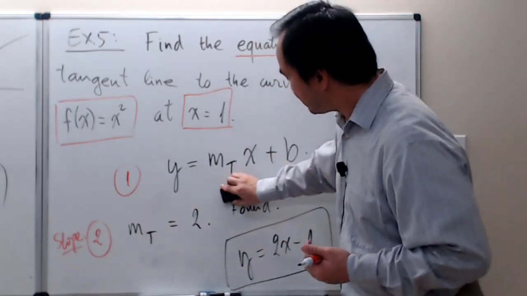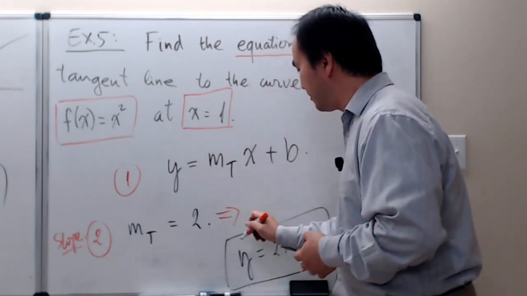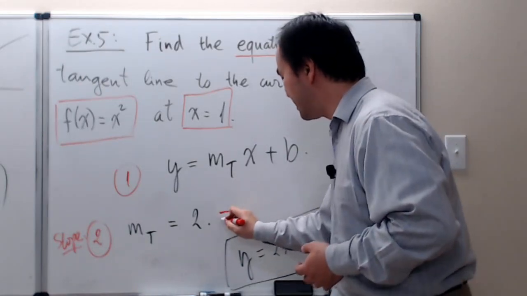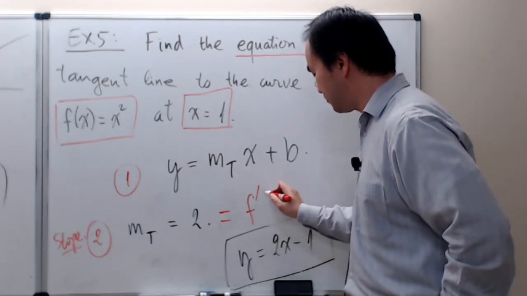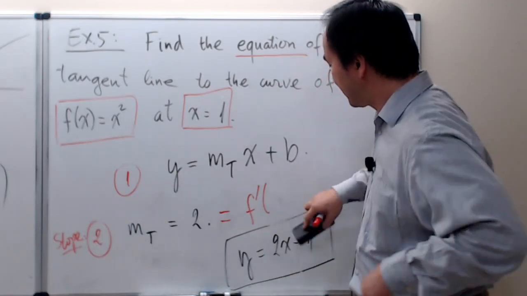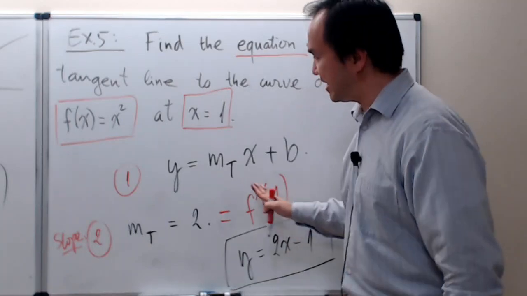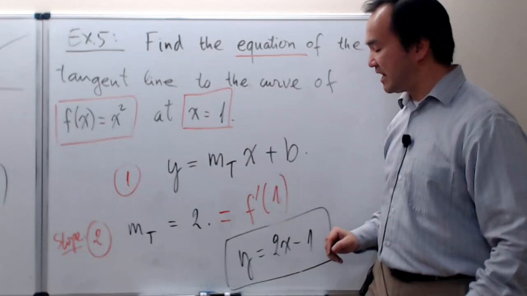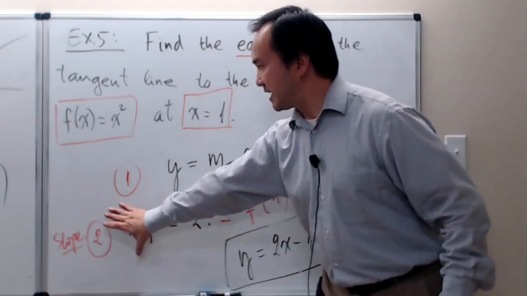This slope value is equal to the derivative of the function at the given value, x equals 1. So this is the big point right here. In case you are given a different function, a function other than the one we already worked in our example 5, this is what you need to do. Okay, so that's a big standard step.